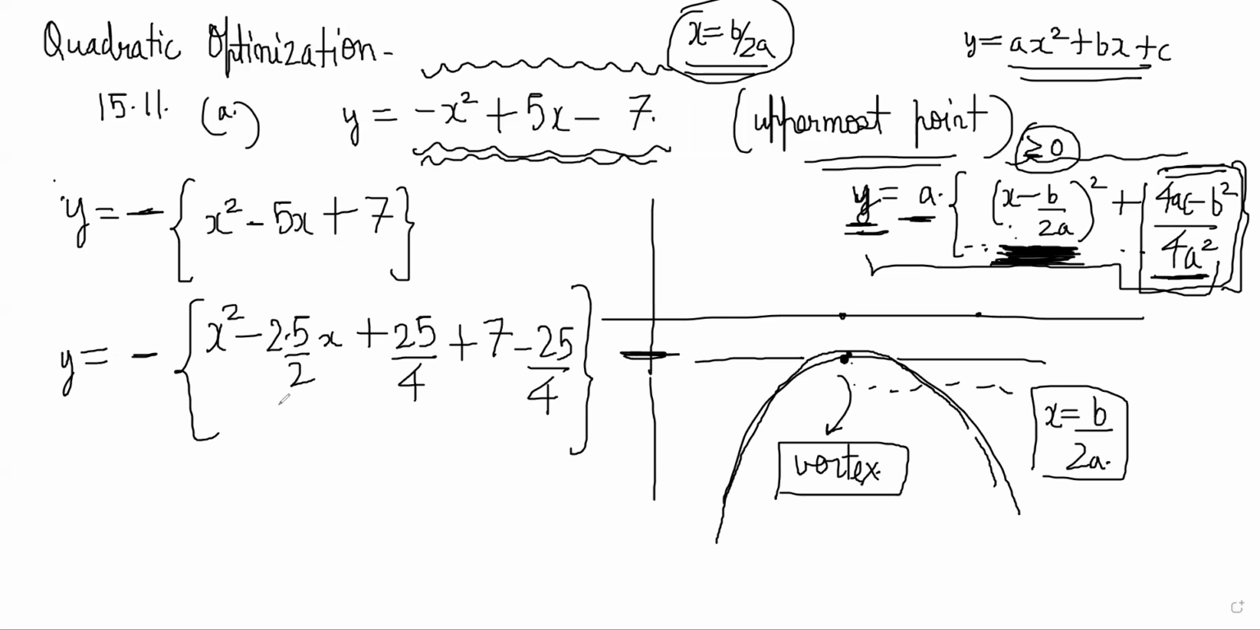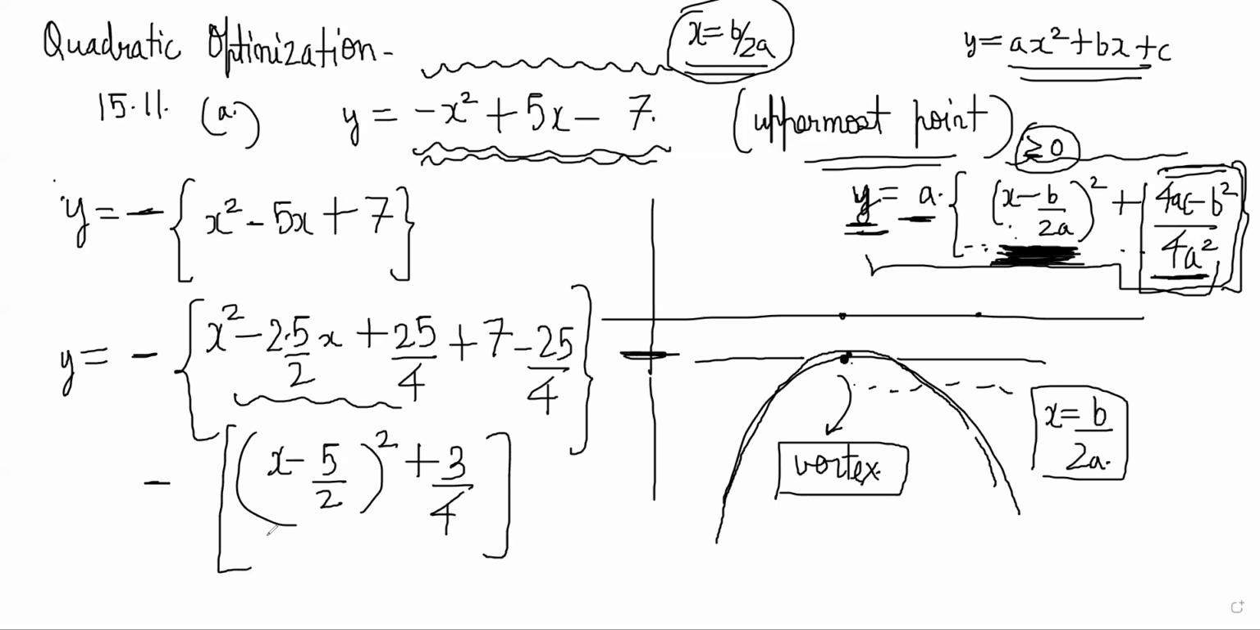The first three terms are x minus 5 by 2 whole square. And this term is 28 by 4 minus 25 by 4, so plus 3 by 4, right? This is what is coming. y is equal to minus of this stuff. So notice that this part will be minimum if x is equal to 5 by 2, right?